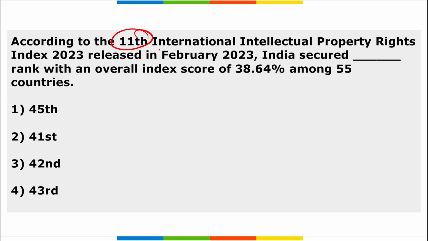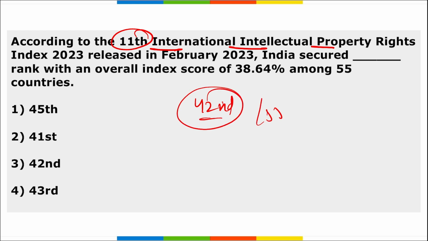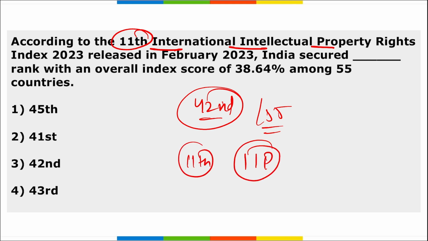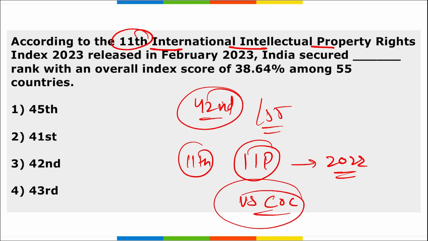Next, according to the 11th International Intellectual Property Rights Index, what is the rank of India? We have discussed this. The rank of India was 42nd out of 55 countries in the 11th edition of the International Intellectual Property Rights Index in 2023. All right, important. And this was released by whom? It was released by the United States Chamber of Commerce. The rank of India was 42nd. In 2022, the rank of India was 43rd.